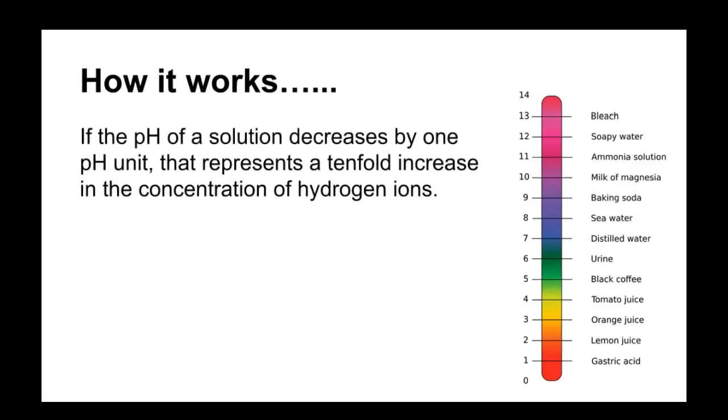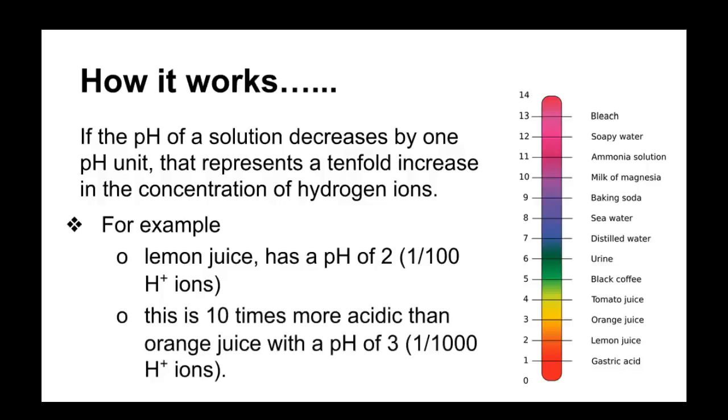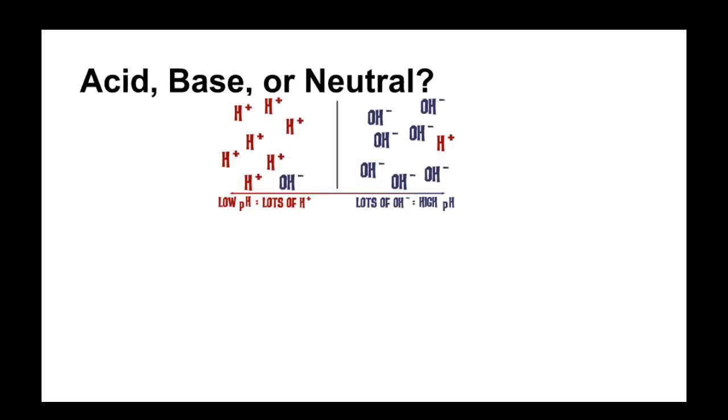This is how it works. So if the pH of a solution decreases by 1 pH unit, that would represent a 10-fold increase in the concentration of hydrogen ions. For example, lemon juice has a pH of 2. That means that 1 in every 100 molecules in the concentration are hydrogen ions. This is 10 times more acidic than orange juice, which has a pH of 3, which is 1 in 1,000 hydrogen ions in concentration, or 1.0 times 10 to the negative third.